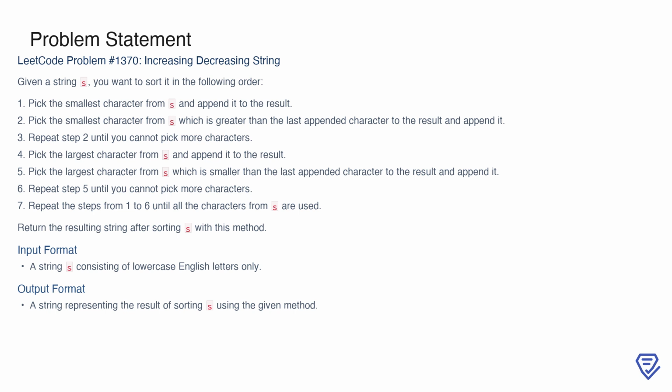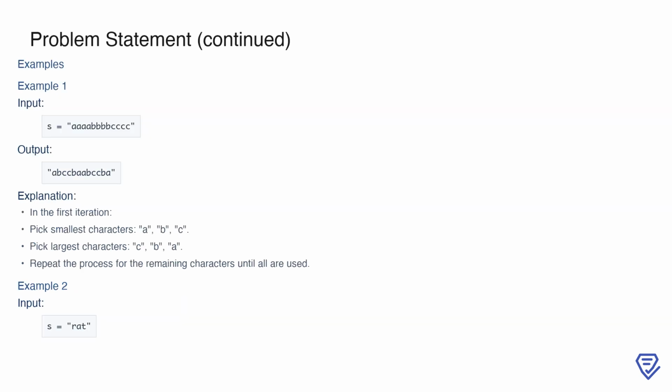From there, we continue by picking the largest character that is smaller than the last appended, again repeating until no more characters can be picked in decreasing order. This alternating process between ascending and descending selections continues until all characters in the string are used up, and the final result is returned as the sorted string. The input is a string of lowercase letters, and the output is the resulting string after applying this method. Let's look at some examples to understand the process better.